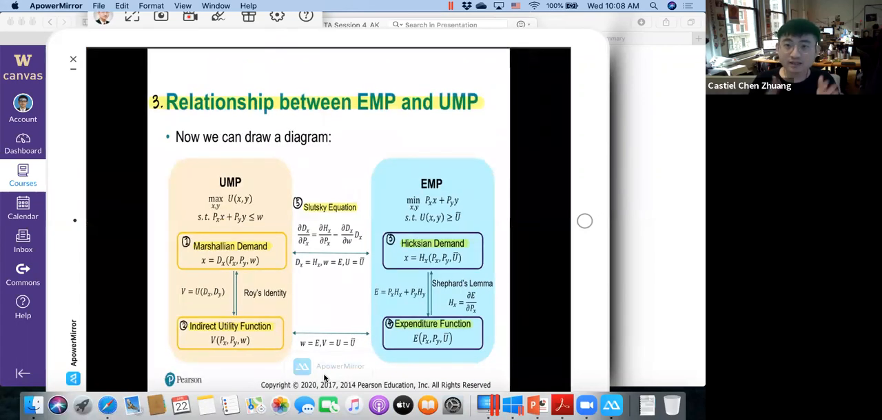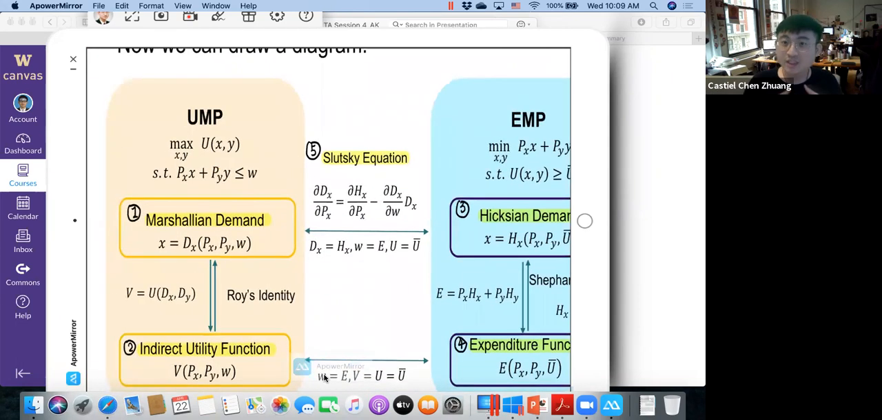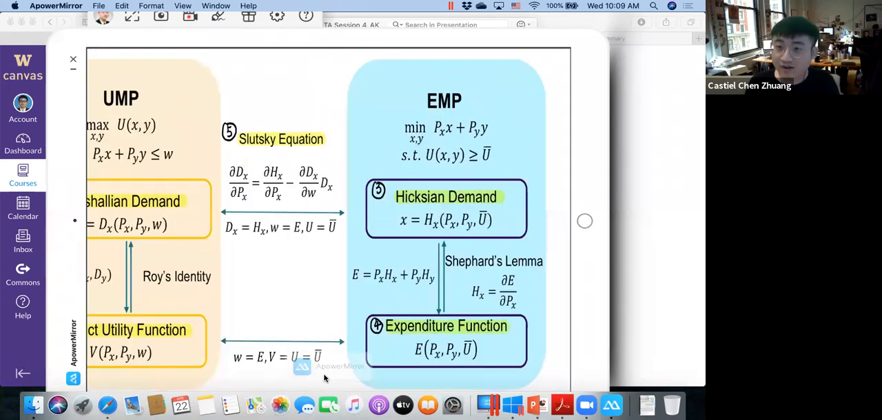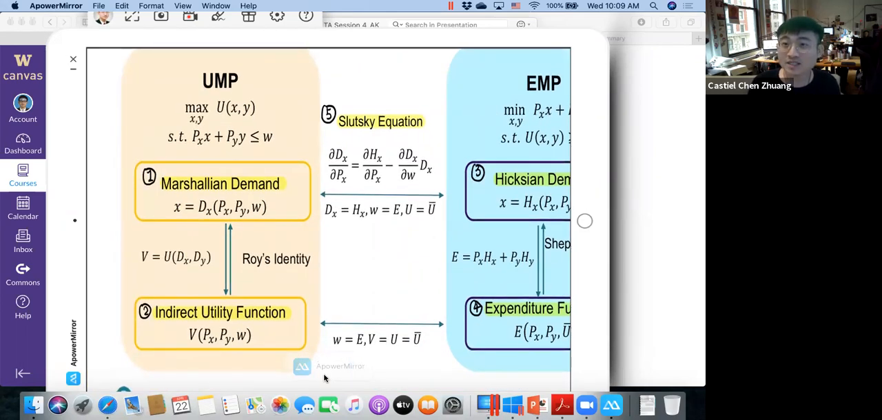So how to link these two problems? It happens that when the expenditure is equal to your income, you achieve the same consumption bundle. What do I mean? Here, if after doing this EMP, you find that your expenditure happens to be the income here, then this U upper bar will be exactly equal to the final optimized utility that you achieve, which is the indirect utility function.